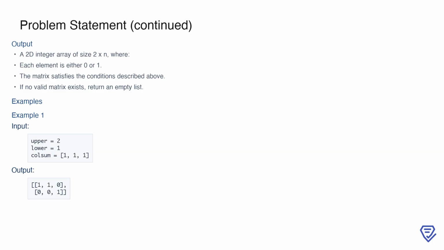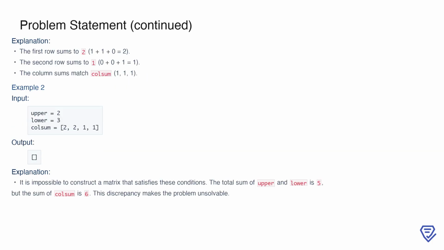Let's consider an example to understand this better. Suppose the inputs are upper equals 2, lower equals 1, and colsum equals 1, 1, 1. A valid output would be the matrix 1, 1, 0, 0, 0, 1. Here, the first row sums to 2, the second row sums to 1, and the column sums, which are 1, 1, and 1, match the given colsum. This demonstrates how the solution satisfies all the constraints provided.